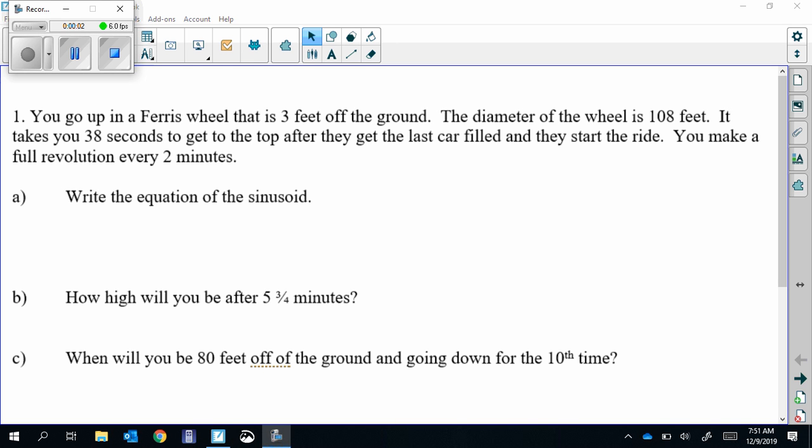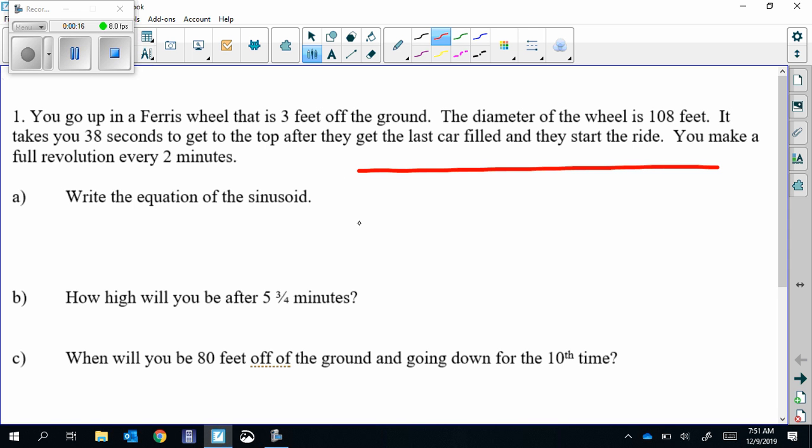All right, so we are going to make a sinusoidal equation for this Ferris wheel. As you do this, one of the first things you're going to start thinking about is the highest point and the lowest point and the middle of the graph. So it's a Ferris wheel, it's 3 feet off the ground, so that's going to be the lowest point that it goes.